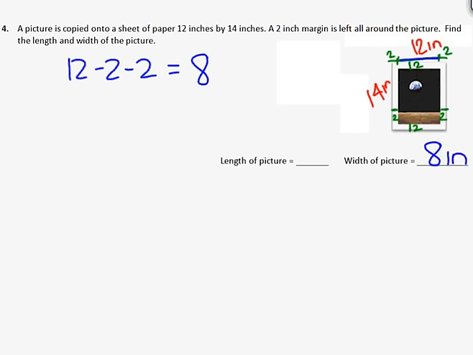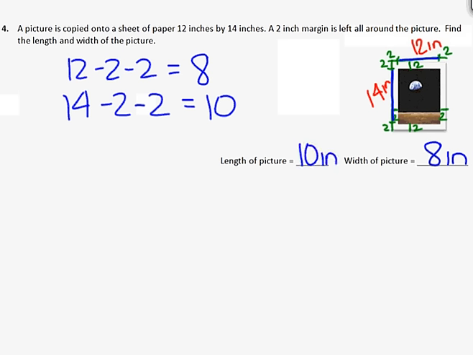Okay, same thing along the length. We have the entire distance here is 14. This part is 2. This part is 2. So if we're looking for the length of the picture right there, then we're going to do 14 minus 2 minus 2. And 14 minus 4 is 10. So length of the picture is 10 inches. Be sure you're including units, super, super important for your geometry test to get full credit.